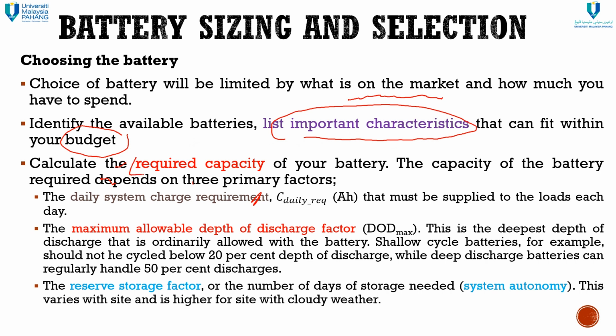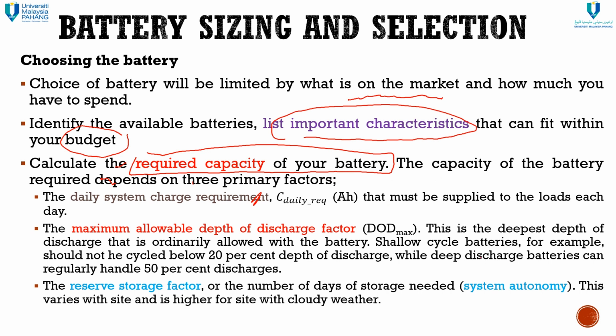We have calculated before the required capacity of your battery. The capacity of the battery required depends on three primary factors. Just now, I think last week we have calculated the daily charge requirement. The daily charge requirement is the ampere hours. How much ampere hours that we need for a day if you use this kind of loads, okay.